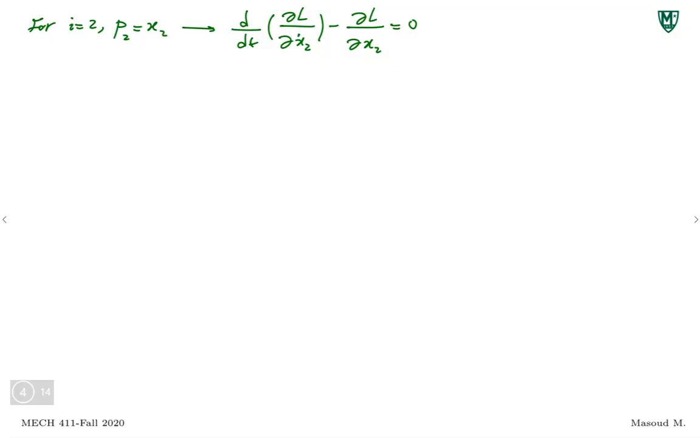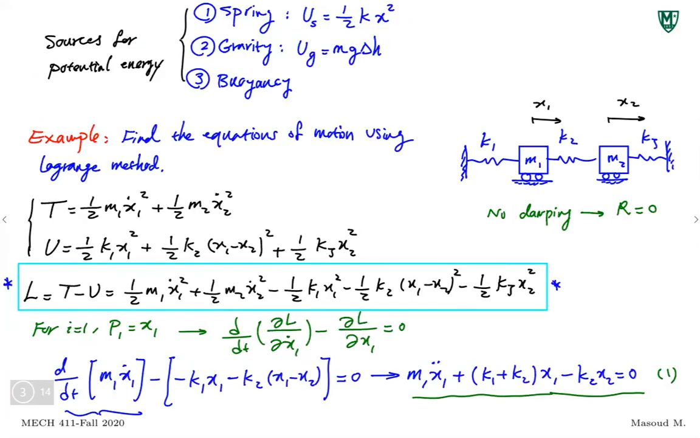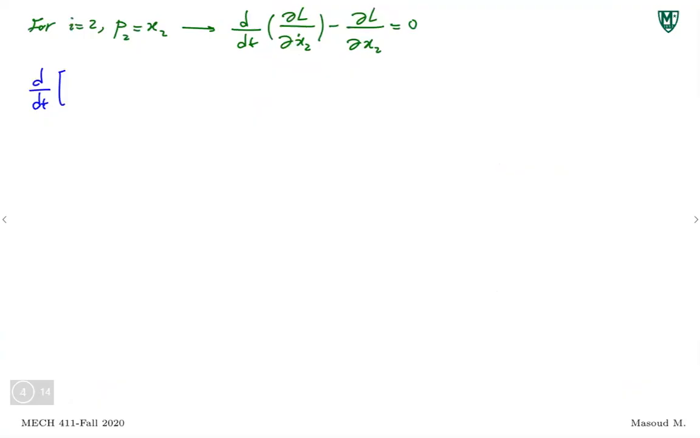So let's do this one. Taking the derivative d dt of the derivative of L with respect to x2 dot. If I go back and look at the Lagrange function, the first term doesn't have x2 dot. The second term has it, and that's the only term with x2 dot. The other ones also don't have it. Taking the derivative with respect to x2 dot, this becomes m2 x2 dot. That's pretty much it.